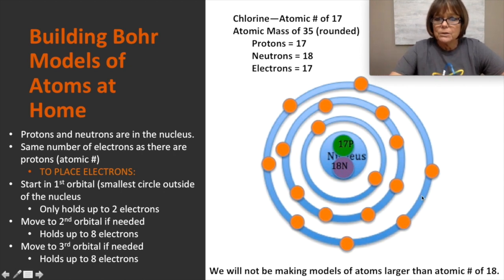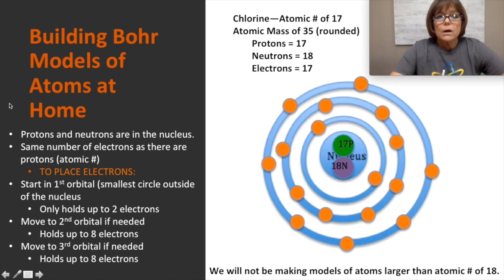This is a picture of an example of a Bohr model. This particular example is of the chlorine atom. The chlorine atom has an atomic number of 17. It has an atomic mass of 35, and remember, you round either up or down depending on the number to get to the nearest whole number. There are 17 protons in chlorine, there are 18 neutrons in chlorine, and 17 electrons.